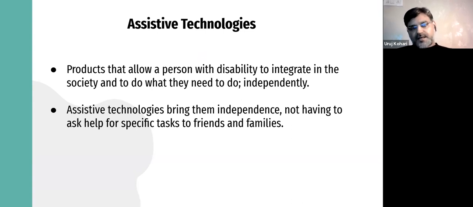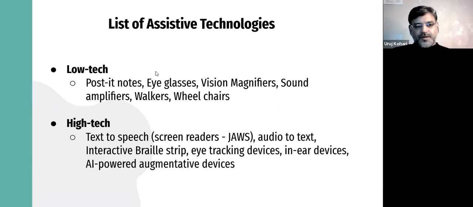Let's just talk about the assistive technologies. You would be surprised that the glasses that we wear, the post-it notes that we put up, those are also assistive technologies, and we use these on a day-to-day basis. Not just screen readers are assistive technologies. All right, so here we go. We have two types, which is low-tech and high-tech. We'll not spend a lot of time on this slide, but I just wanted to bring to your notice that everything from post-it notes to wheelchairs are low-tech, and the ones which are high-tech are text-to-speech, right up to AI-powered augmentative devices.